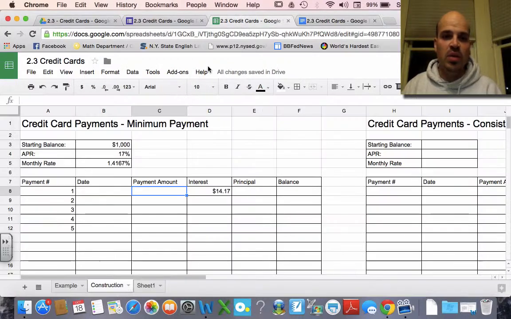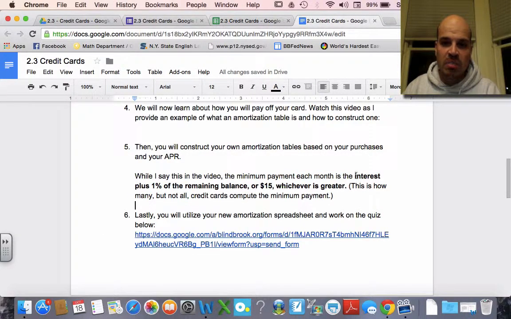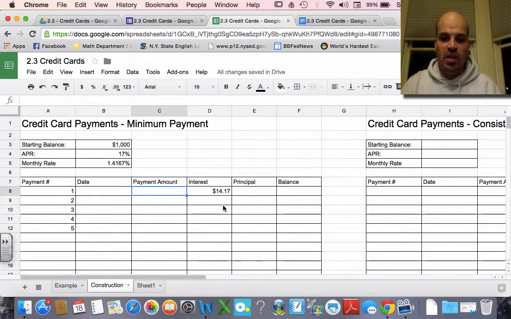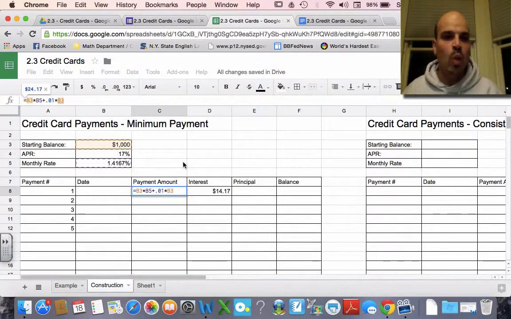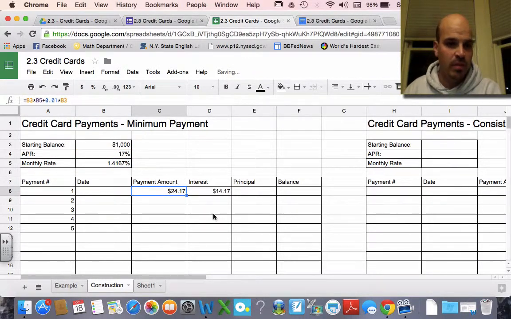So right now, what I want to do is calculate the interest plus 1% of the balance. For the first month, that's pretty easy. The interest equals $1,000 times 1.4167. That's the interest. But I have to add to that 0.01, 1% times the starting balance. I'm adding 1% of the balance, and that is the minimum payment. So in that first month, the bank is going to say, here's your minimum payment. In this case, it's $24.17.